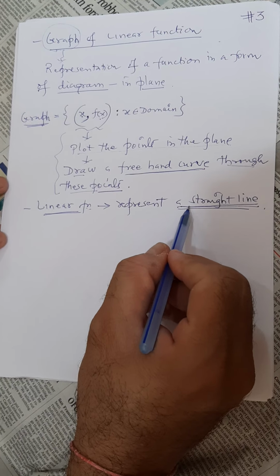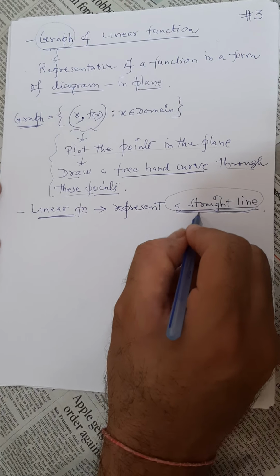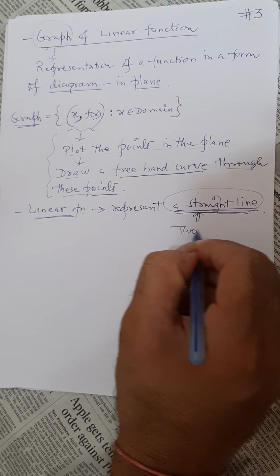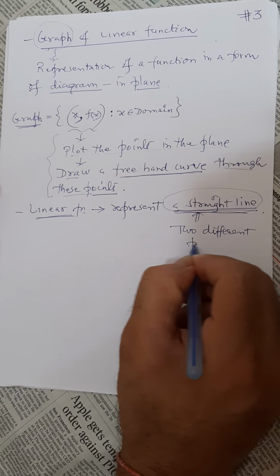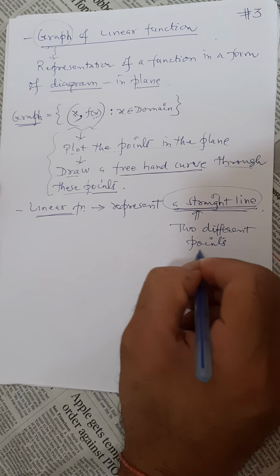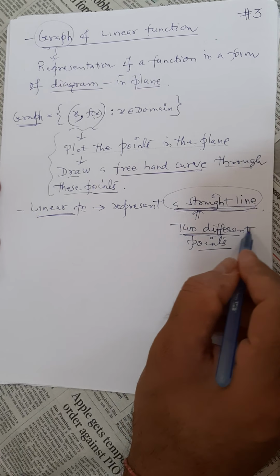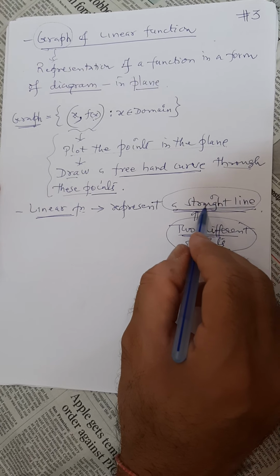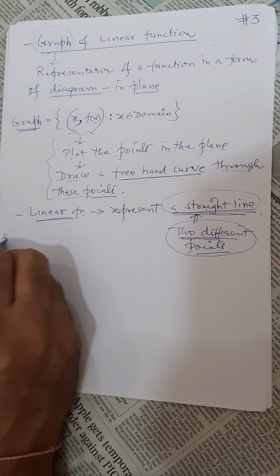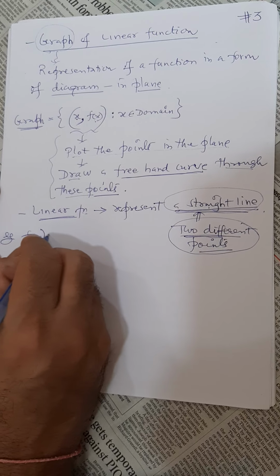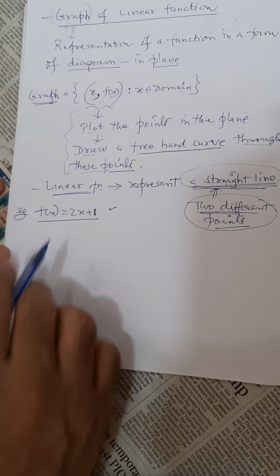Now you know from geometry, to draw a straight line you require two distinct points. For a straight line you require two different points. So minimum 2 points you need. You can use 3, 4, 5, anything, but you know two different points determine a unique line, so we use 2 points. So for example, here I'm drawing for f(x) equals 2x plus 1. This is a linear function, you know. We are drawing the graph for this.